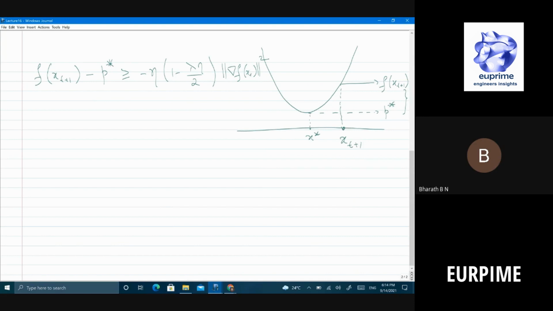It should be, basically this gives you a hint, right? If I choose eta as, let's say, 1 by lambda, lambda cancels. Instead of 2 by lambda, I'll do 1 by lambda. So that term will be basically 1 by 2, so 1 minus 1 by 2 is 1 by 2. Eta is 1 by lambda, so it will be 1 by 2 lambda, right? So I can write such an inequality.